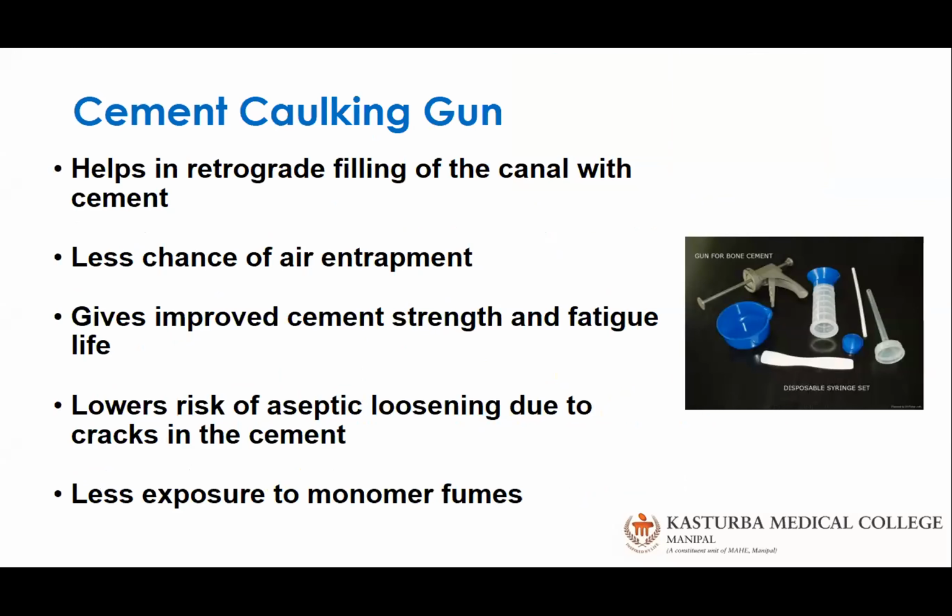Cement caulking gun. Caulking is a method by which you fill the gaps, like the cracks in the floor in your house, where you use a caulking gun to fill them. This gun helps in retrograde filling of the canal with the cement. There is less chance of air entrapment, improved cement strength and fatigue life, a lower risk of aseptic loosening due to cracks in the cement, and less exposure to monomer fumes.